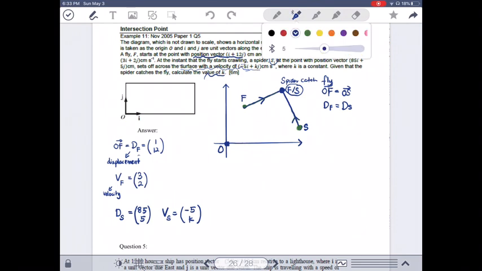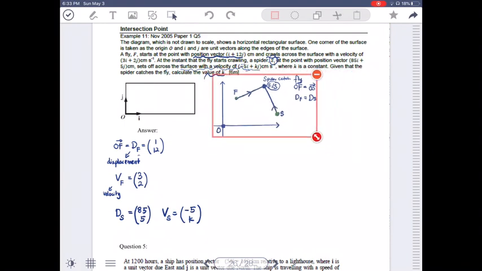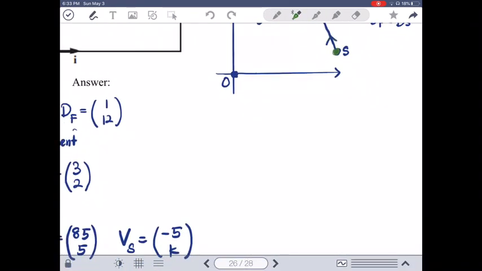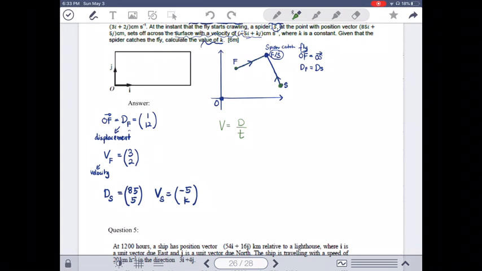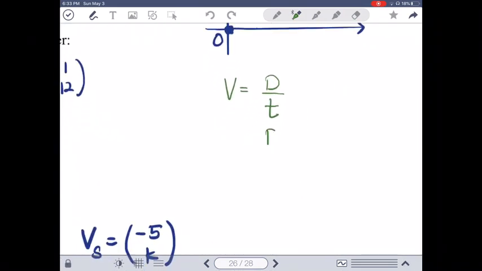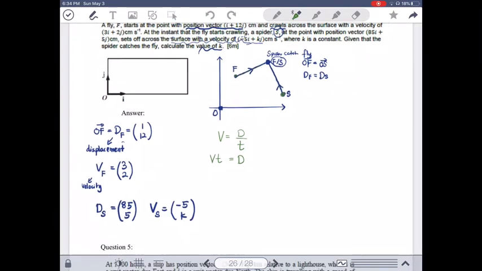We know that velocity is equal to displacement over time. So displacement is equal to velocity multiplied by time.